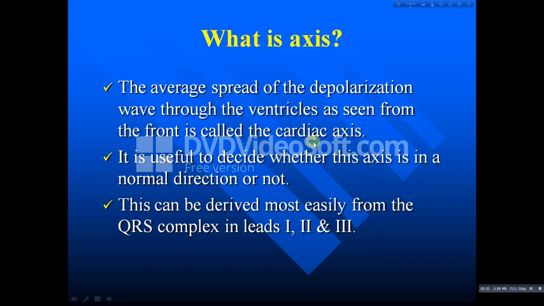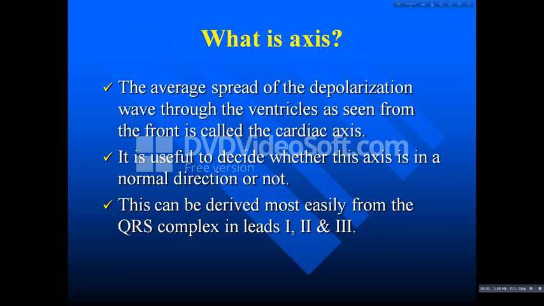And first of all, let's see what the axis is. Actually, if we say that any impulse of the heart originates from the SA node, then it depolarizes the right atrium, then left atrium, right ventricle, and left ventricle, and the impulse moves in many different directions. But whatever it is, its main target is to reach the left ventricle.